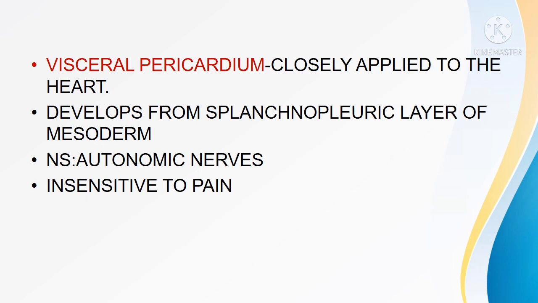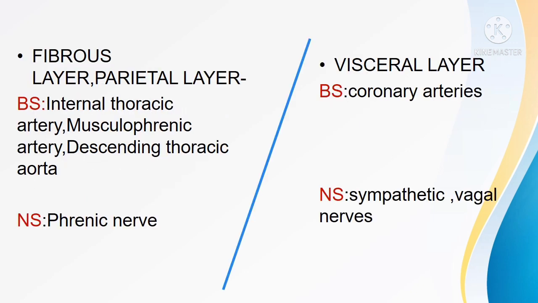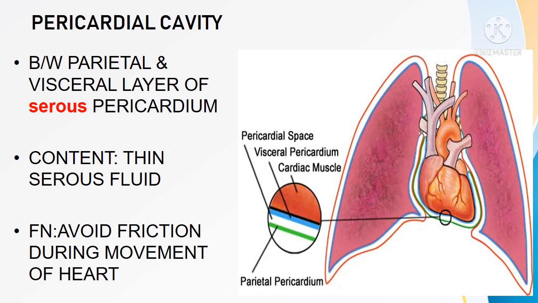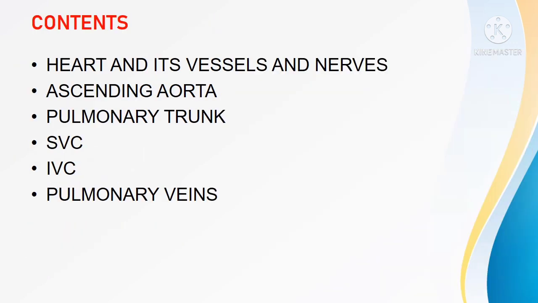The blood supply of the fibrous layer and the parietal layer of the serous pericardium are the internal thoracic artery, musculophrenic artery and descending thoracic aorta. The visceral layer is supplied by the coronary arteries. The pericardial cavity is between the parietal and visceral layers of the serous pericardium. The content is thin serous fluid. Its function is to avoid friction during the movement of the heart. The contents of the pericardium are the heart and its vessels and nerves, ascending aorta, pulmonary trunk, superior vena cava, inferior vena cava and the pulmonary veins.